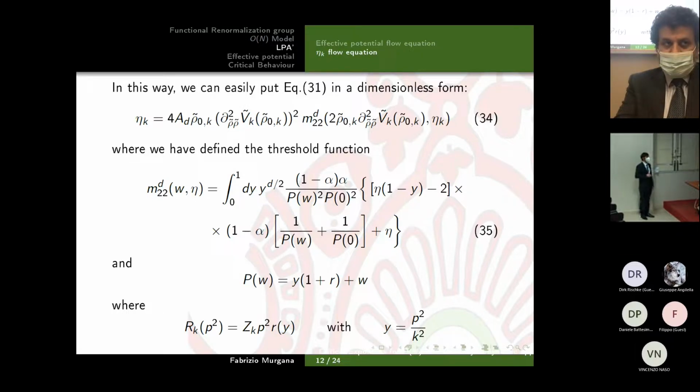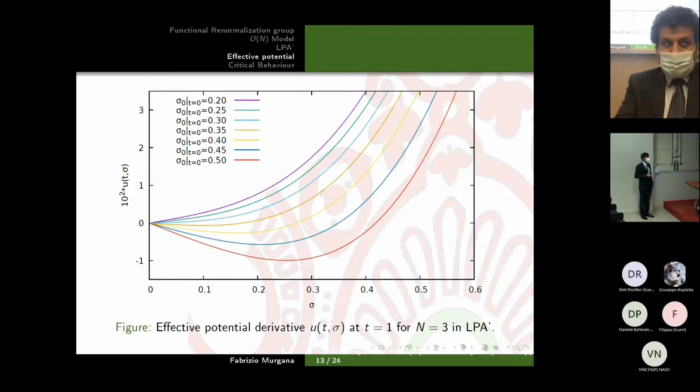So now that we already have the flow equations, we can see some plots. This is the effective potential. And now I'm going to show you some plots at increasing time. The different curves differ from one another because of the choice of the ultraviolet minimum. So the red curve has the largest minimum, the purple curve has the lowest minimum.